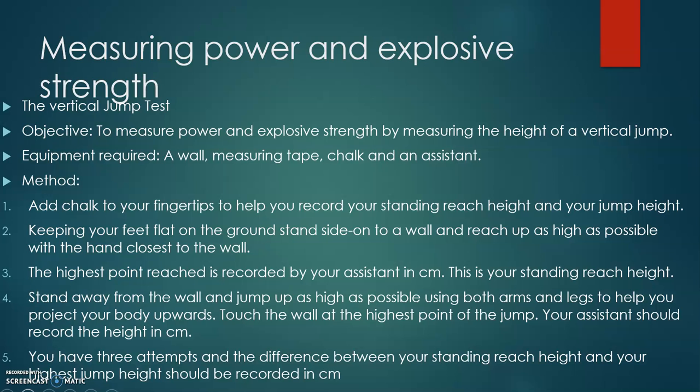Then you stand away from the wall and jump as high as possible using both arms and legs to help you project your body upward. You touch the wall at the highest point of the jump, and your assistant should record the height. You have 3 attempts, and the difference between your standing reach height and your jump height should be recorded in centimeters. So it says the difference between where you can reach standing and where you can reach jumping.